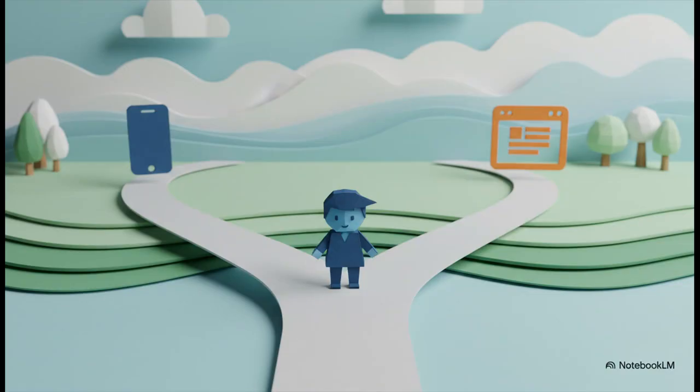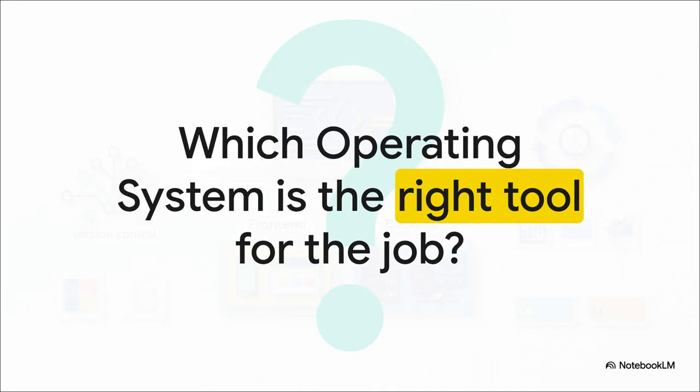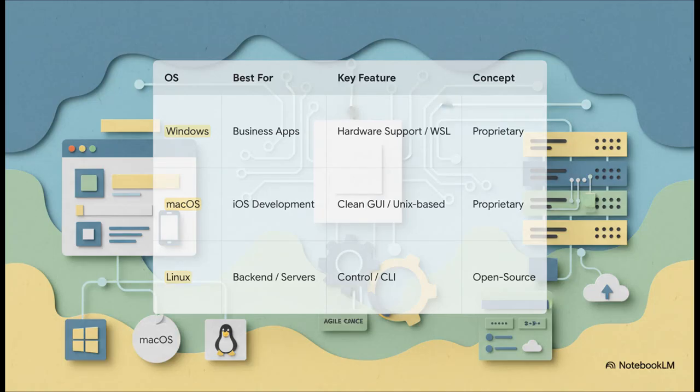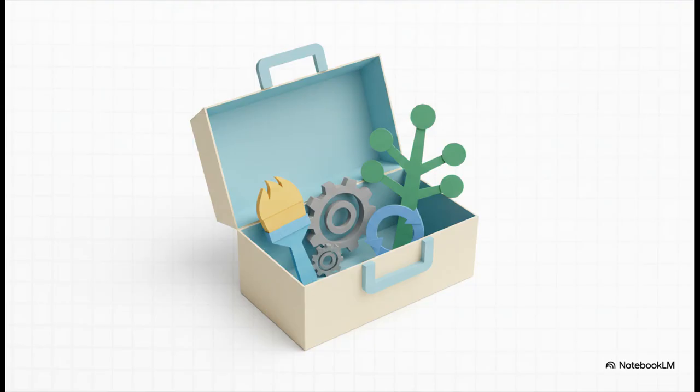Okay, before anyone writes a single line of code, developers face a really foundational choice. Let's dig in. Sometimes the project itself dictates the tools you have to use, especially when building mobile apps. But for a lot of other projects, there's a big decision to make between the three major platforms. Each OS has its strengths: Windows for business, Mac OS for iPhone apps, and Linux for serious server power. This brings up a huge difference: proprietary software, which is closed, versus open source, which is free for anyone to modify.